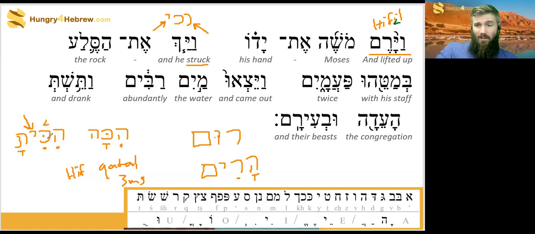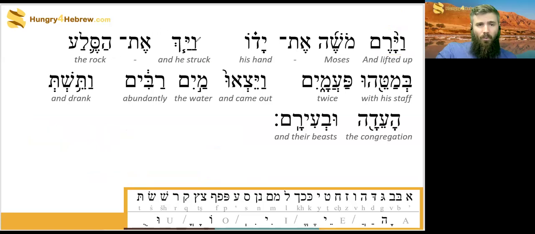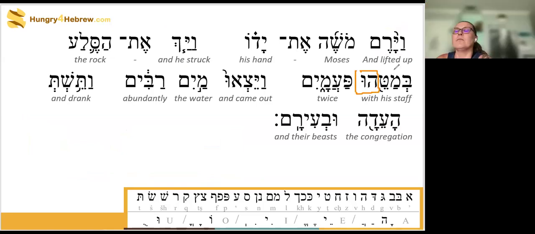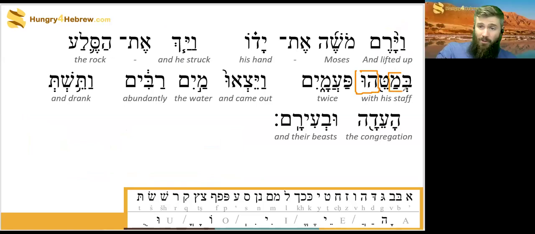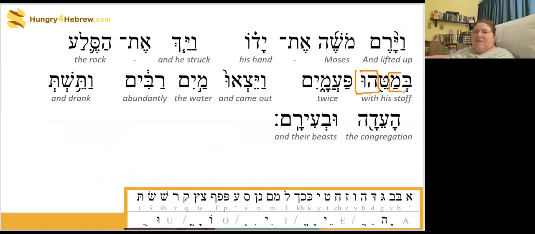But will you ever see that nun? I don't think so. I mean, if there's a place, it's not coming to mind. You don't get to see that nun very often. What did he strike? Et hasela. Bamatehu. Ooh, there's that hu we're talking about, the original hu. The mem tells us that we're talking about an object, something tangible, something concrete.